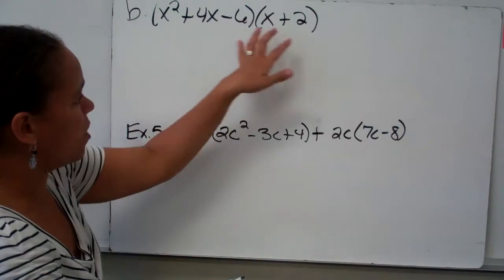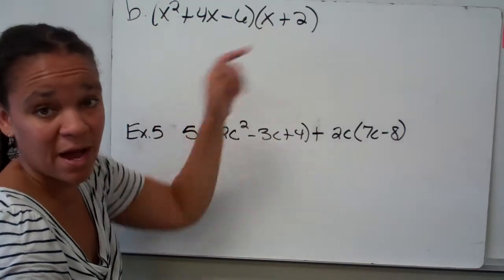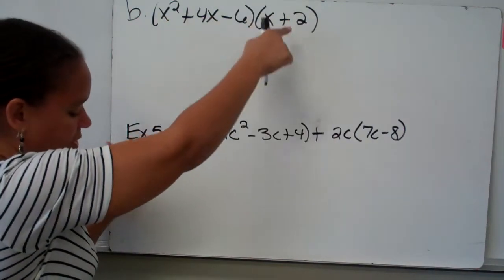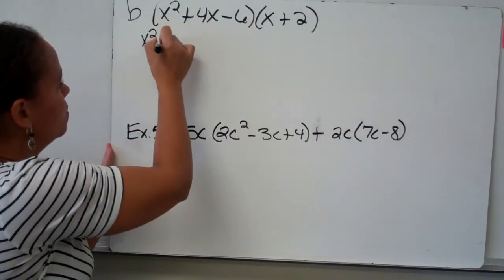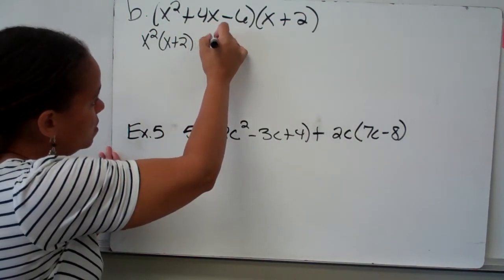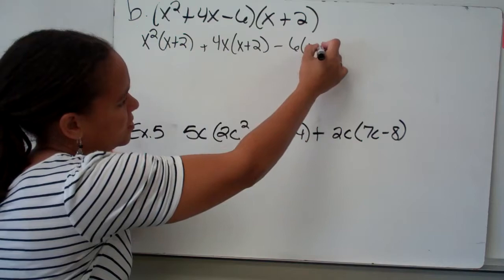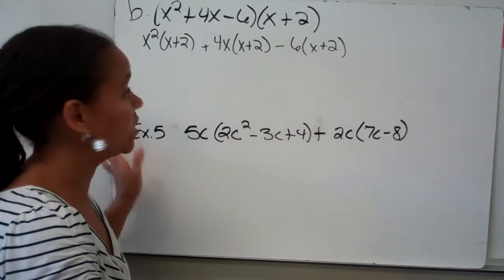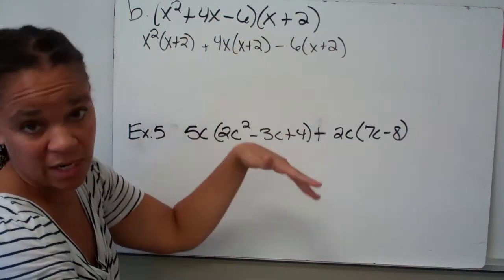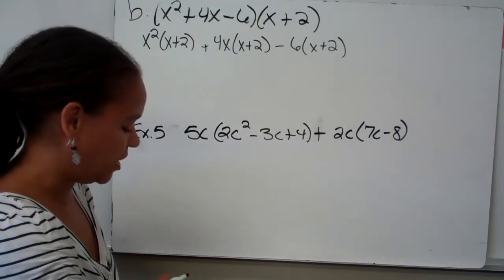Let's look here. We need to multiply. This one looks like there's going to be a little more work because I have to multiply each of these 3 things by everything in the other parenthesis. So I'm going to take the x squared times x plus 2, and I need to take the 4x times x plus 2, and I need to take the 6 times x plus 2. So I took each one of these and multiplied it by x plus 2. That's how I'm distributing. There are a couple different ways you can do it, and if you find a better way, go for it.